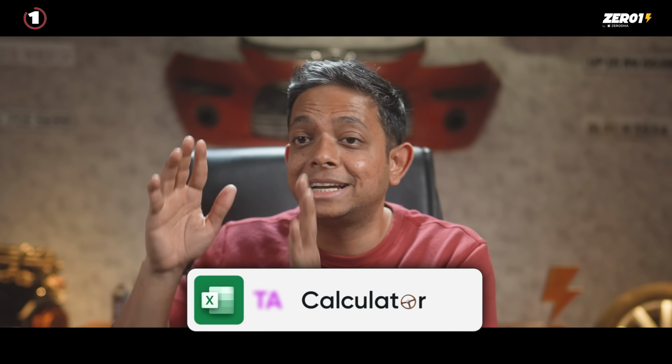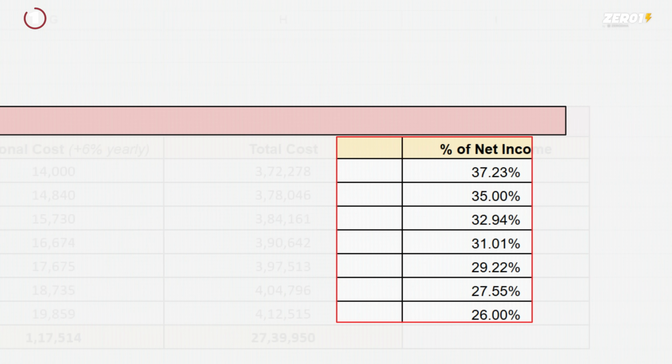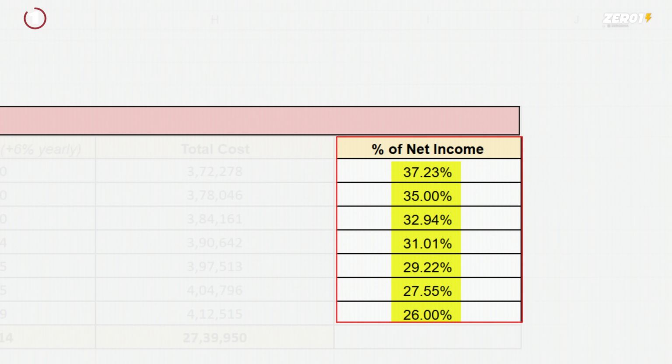Now the last column is the most important, and it will show you the percentage of your net income versus how much you're spending on the EMI. But remember, this affordability calculator is not as important as the TAZ calculator, which I'll do next. So you can see it goes from 37% all the way to 26%. I still think it's kind of high because it should be under 20% as much as possible.